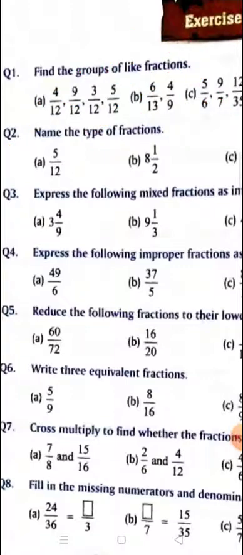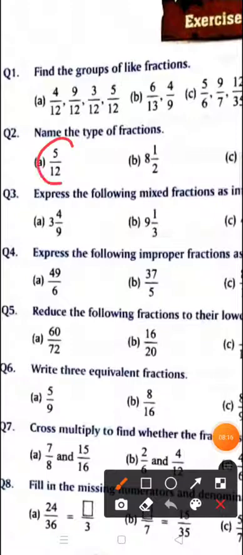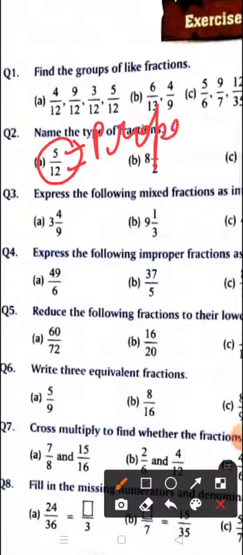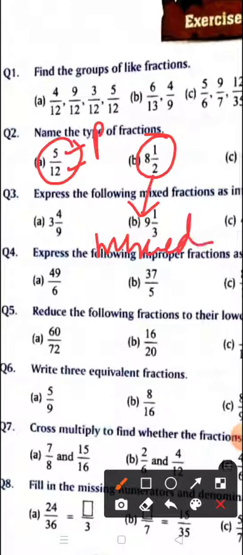Question 2. Name the type of fraction. Here, what is the type? The numerator is smaller, the denominator is greater, so it's a proper fraction. Here, 8 whole 1 upon 2, it means it's a mixed fraction.